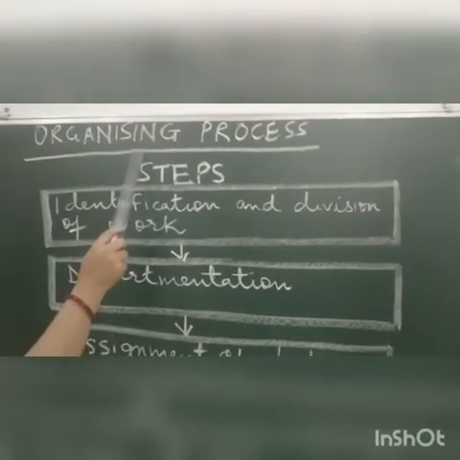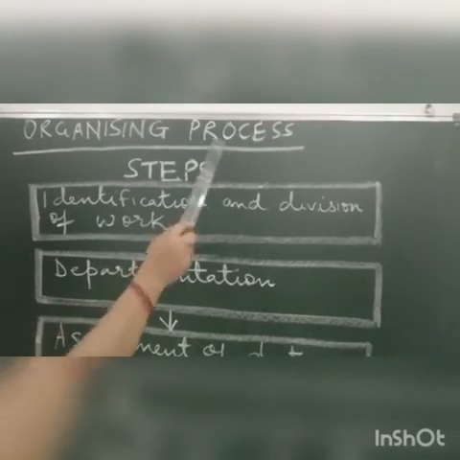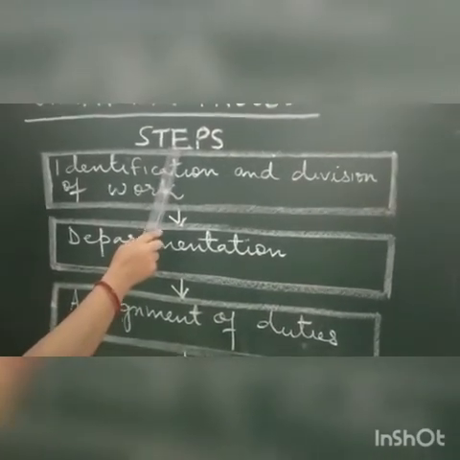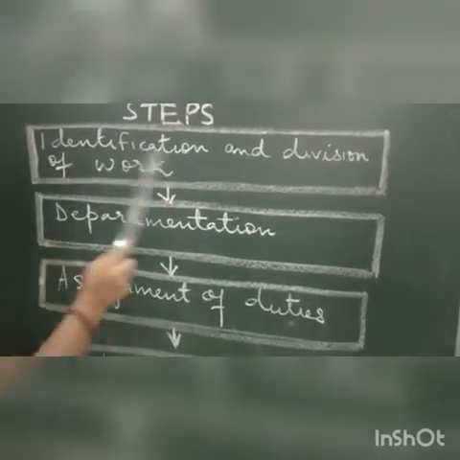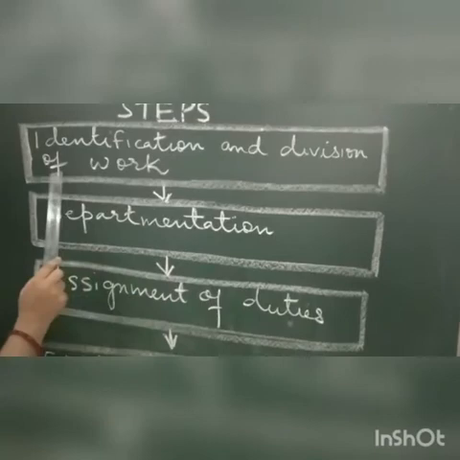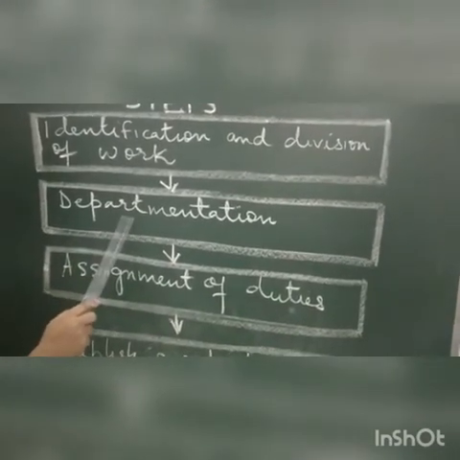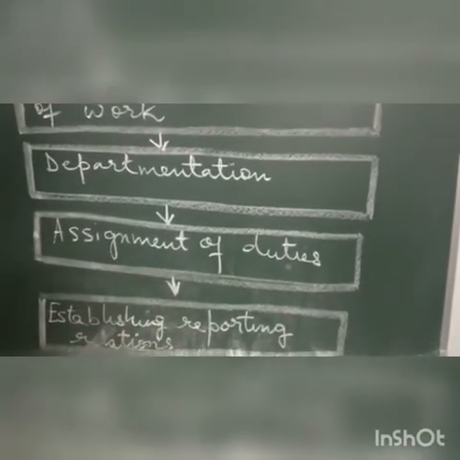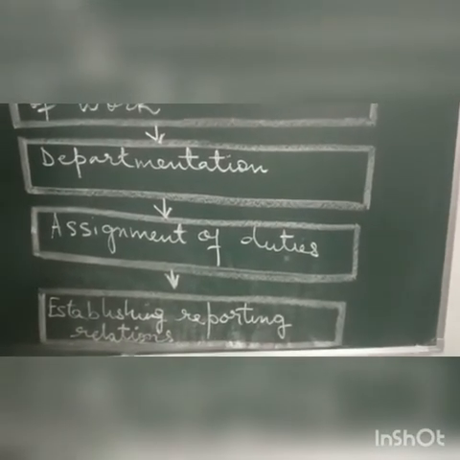Now I am going to start the topic organizing process. Organizing process has these steps. Now the steps in the organizing process, there are 4 steps. Number 1 step is identification and division of work. This is the first step. Next step is departmentation. Third step is assignment of duties. And the fourth step is establishing reporting relationships.